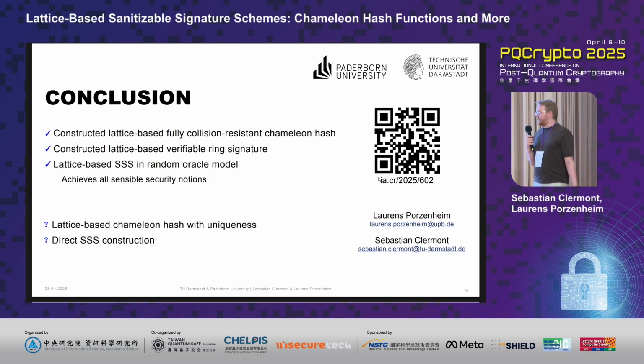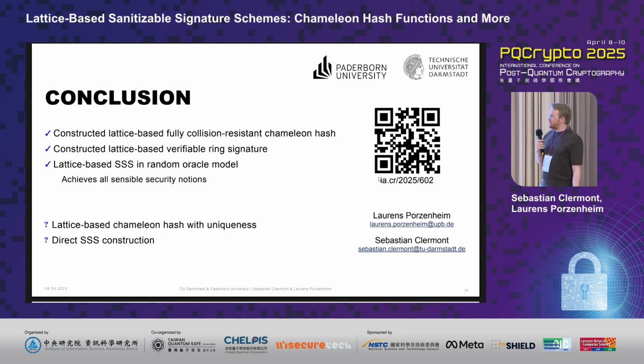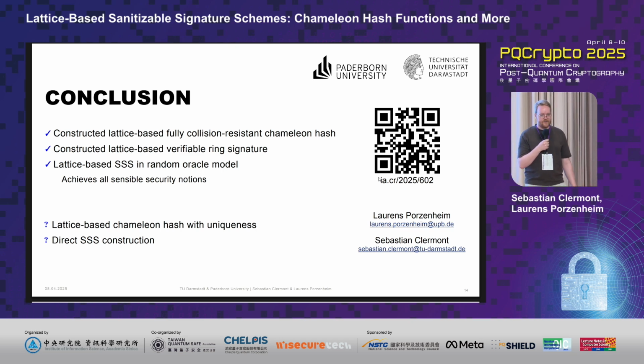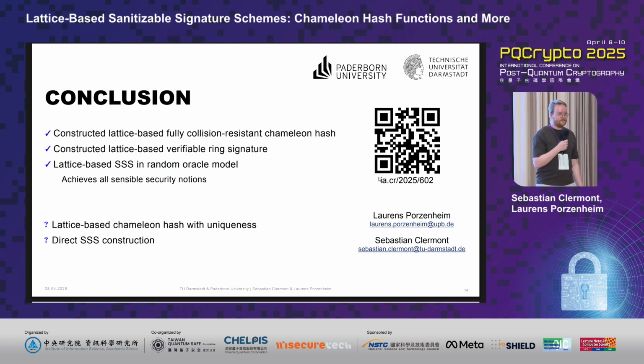The only issue now, or the open questions now, would be: is there any lattice-based Chameleon hash with uniqueness? That seems a bit difficult, because due to the usage of pre-sample, it's kind of inherent that it breaks uniqueness. And also maybe, is there a direct SSS construction? Because right now the construction is not really efficient, so it's more of a theoretically interesting thing, but not for practice yet. Yeah, and if you want to look at the paper, here it is. Yeah, and that's it.